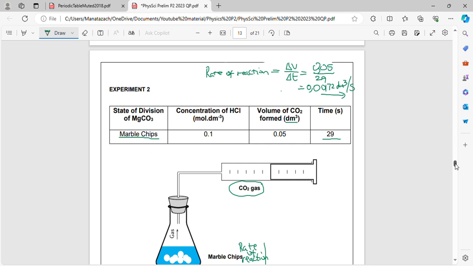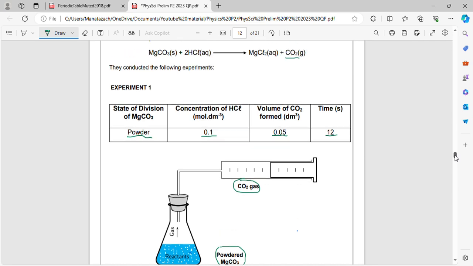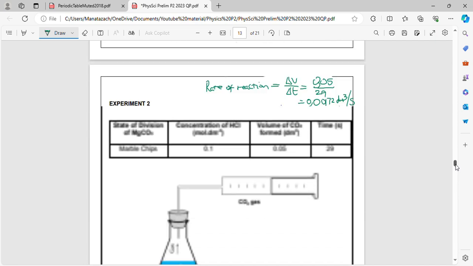Now let's do the same for experiment 1. The rate of reaction is the change in V divided by change in time. The volume is the same for experiment 1 and 2, and then the time is 12 seconds. So putting that on the calculator, I get 0.004167 dm cube per second.